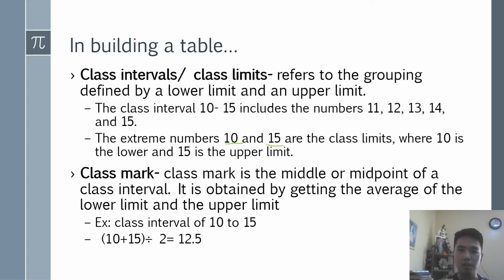You also have your class mark. The class mark is the middle point of a class interval. It is obtained by getting the average of the lower limit and the upper limit. For example, in the class interval of 10 to 15, we just need to add the lower limit, which is 10, and 15, and then divide it by 2. It will give you a value of 12.5. So the class mark, or the midpoint between 10 and 15, is 12.5.